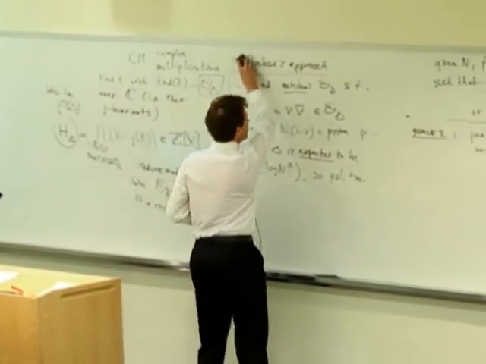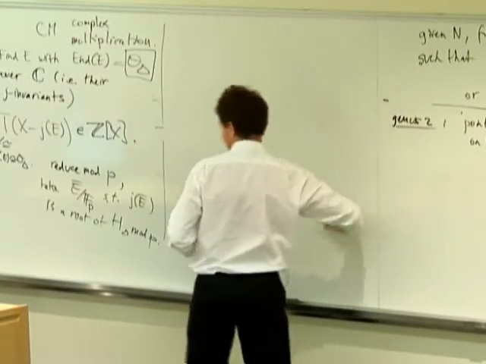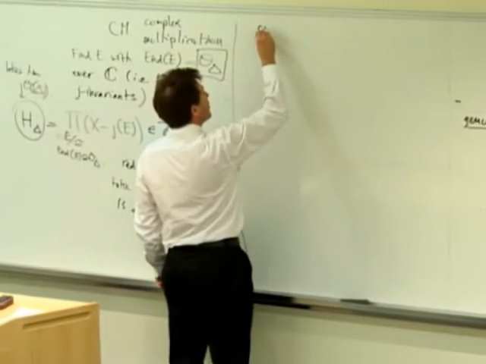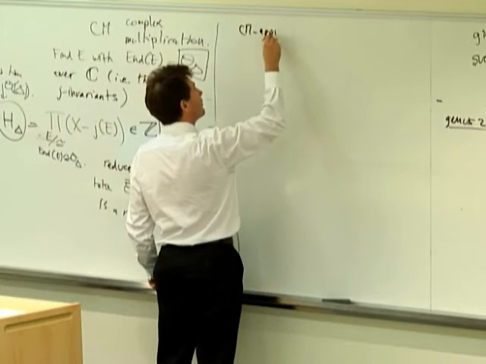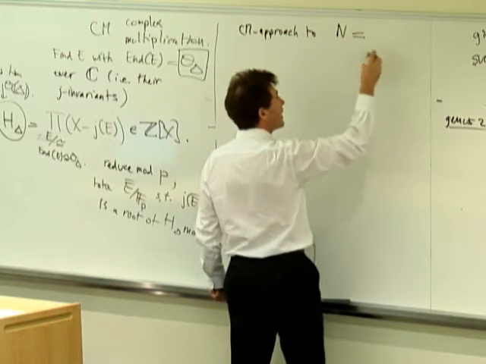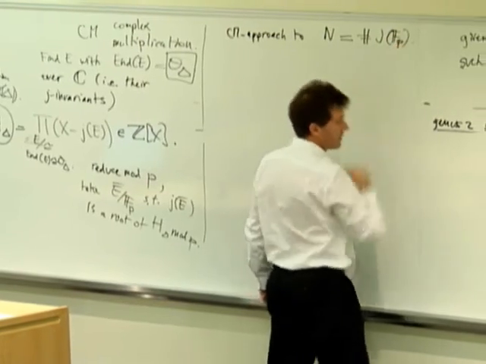And I will explain why. So, the CM approach to realizing n as the order of the Jacobian over some prime field Fp.